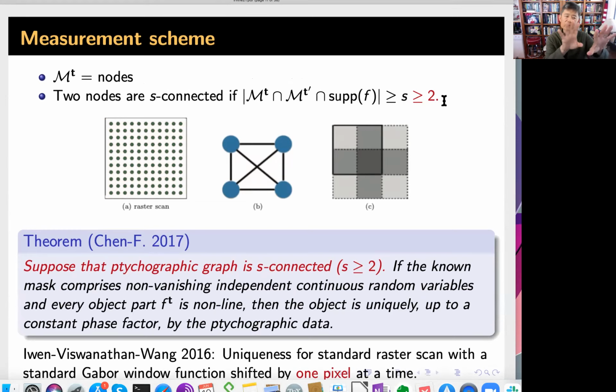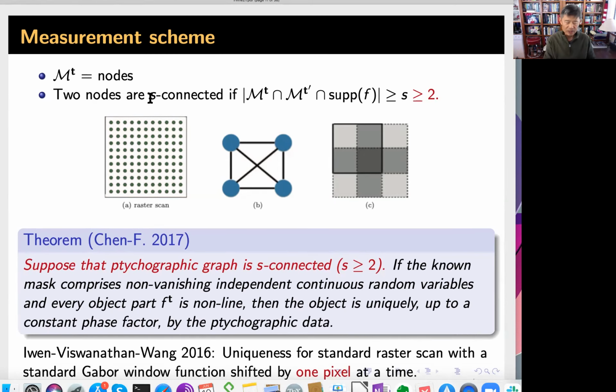So if your probes overlap, but there's no object pixel in the overlapping region, then your overlapping region will not do anything for you. You really need the presence of the object support in the overlapping part of the probes in order to create redundancy. So that's very important. But the condition we need is actually very minimal. You at least need two pixels in the overlapping probes. Whenever that happens, you call those two nodes S-connected. S could be greater than 2, could be 1,000,000, and so on and so forth. So S labels the amount of redundancy in that node.